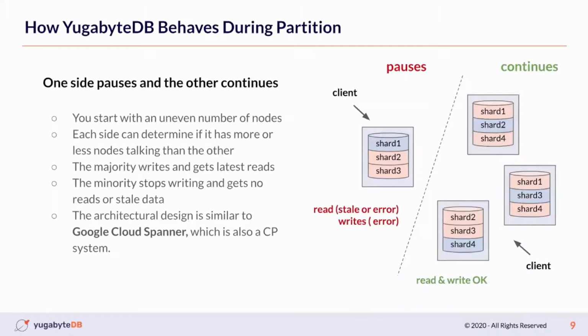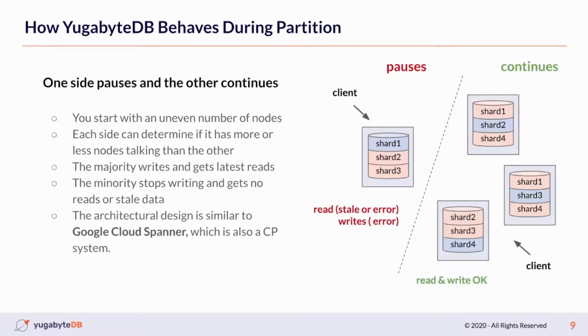So how does Yugabyte actually behave? If you always start out with an uneven number of replicas, in this example we have 4 nodes with 3 replicas. Now, if the nodes are partitioned this way, you note that on the left, when a client comes and talks to that node, it cannot reach a majority. The consistency is ensured by making sure any node or any piece of data can reach a majority of its replicas in order to continue to serve queries from the end user.